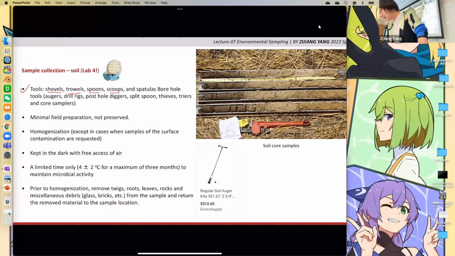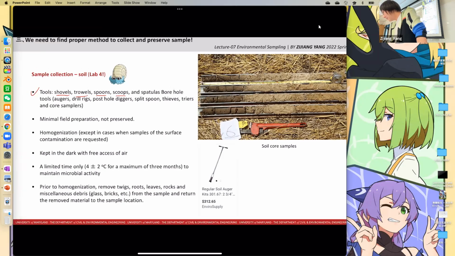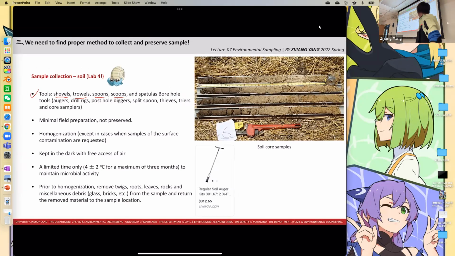And we have some other instruments. And here is the soil core sampler, I think, which is also frequently used when we are interested in the depth of the soil at one location.